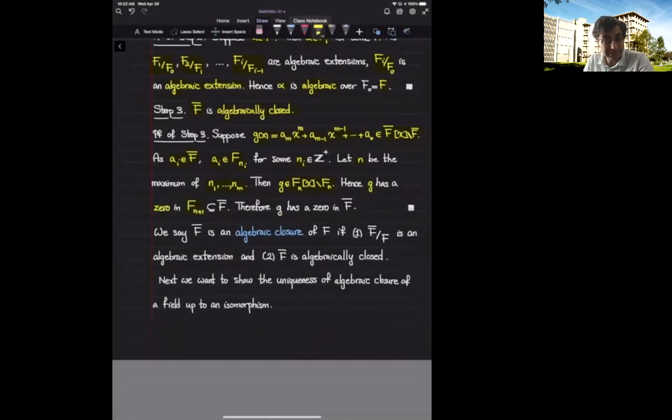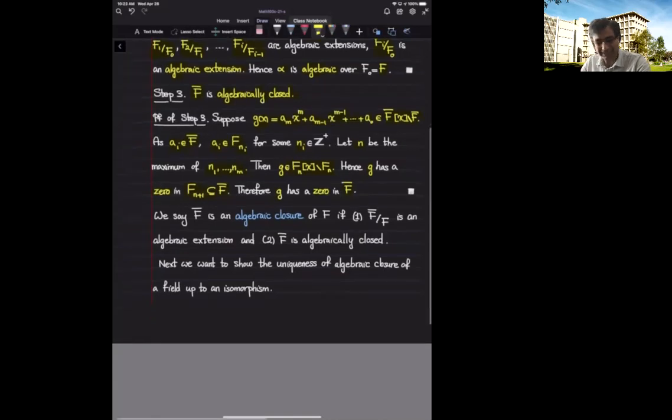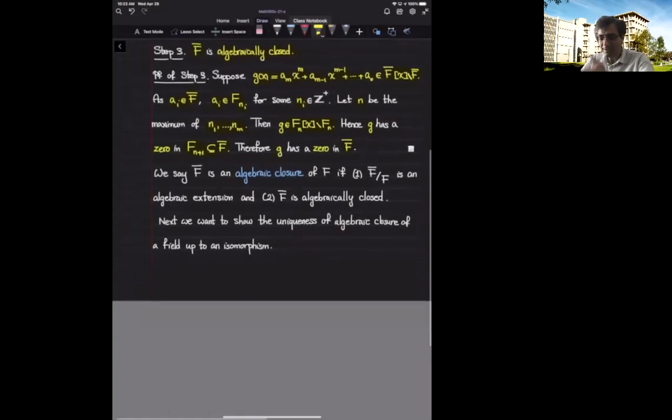But F sub n plus 1 itself is a subfield of F bar. That means G has a zero in F bar. And that's exactly what we wanted to show. We wanted to show that every non-constant polynomial in F bar bracket x has a zero in F bar, and that's exactly what we showed. So altogether, we found an algebraic extension of a field F, and this algebraic extension itself is algebraically closed.